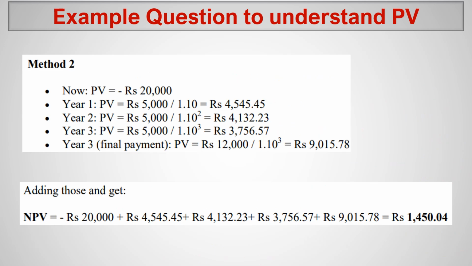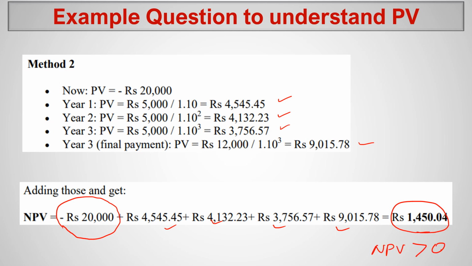It's already given in each step here, but I explained it. We put minus 20,000 because it's an investment, and the rest of the values are plus. So we add all the present values, and we get a net present value of 1,400. This NPV is greater than 0, so it is definitely greater than 0. So we can accept this project. It's a good project, we can accept.